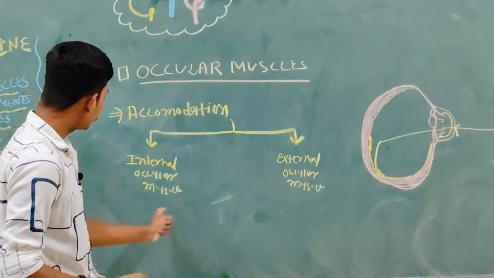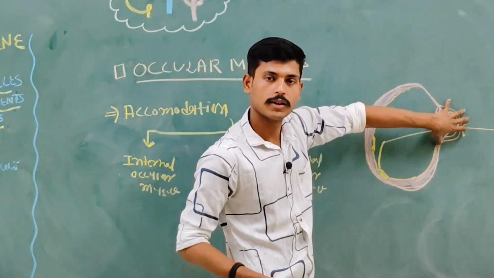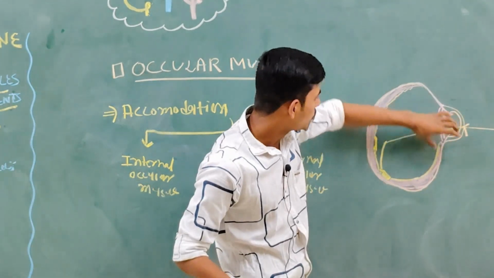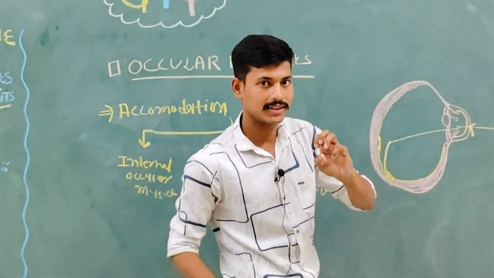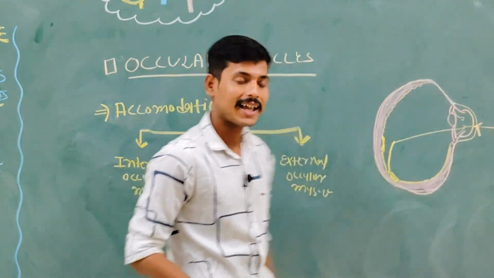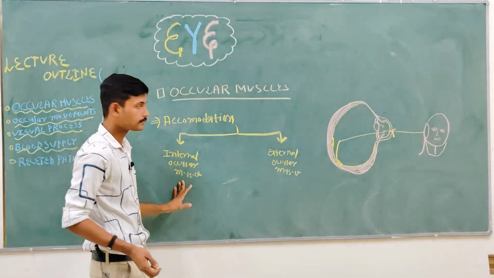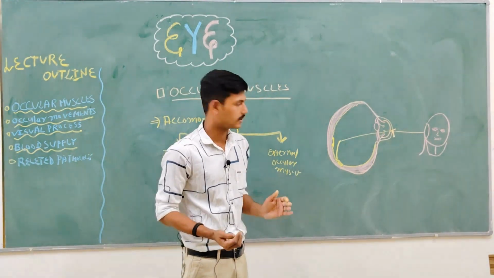Internal ocular muscles are confined only to this area. They help to adjust the lens, to dilate and constrict the lens, to dilate the pupil, to constrict the pupils. But the external ocular muscles are the major muscles.